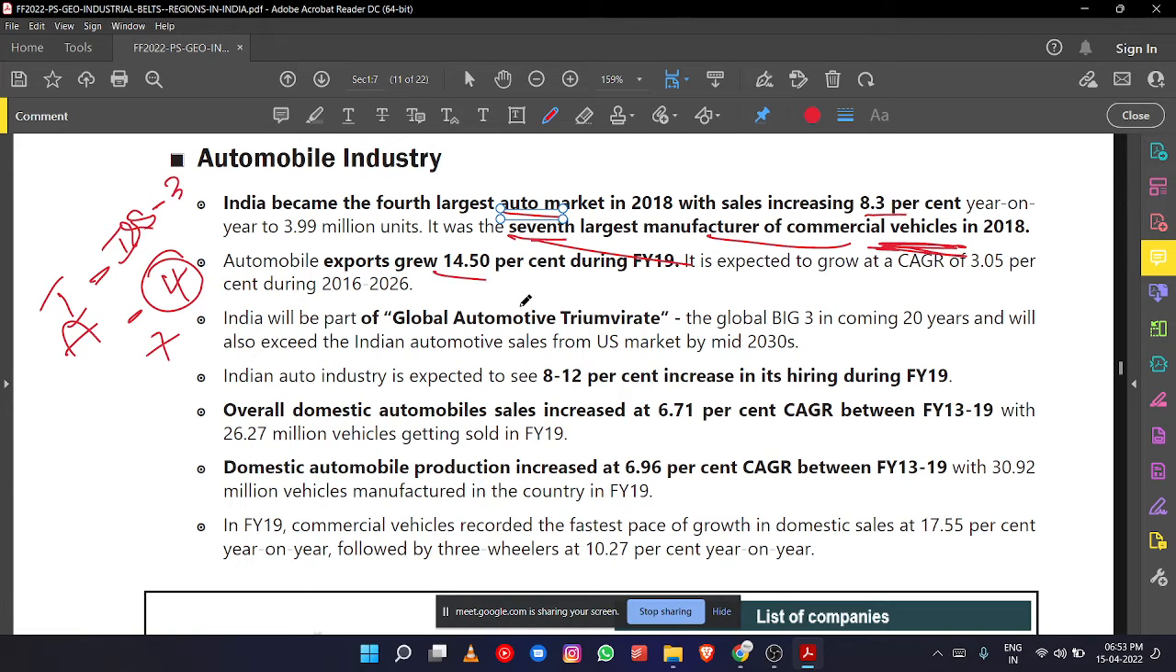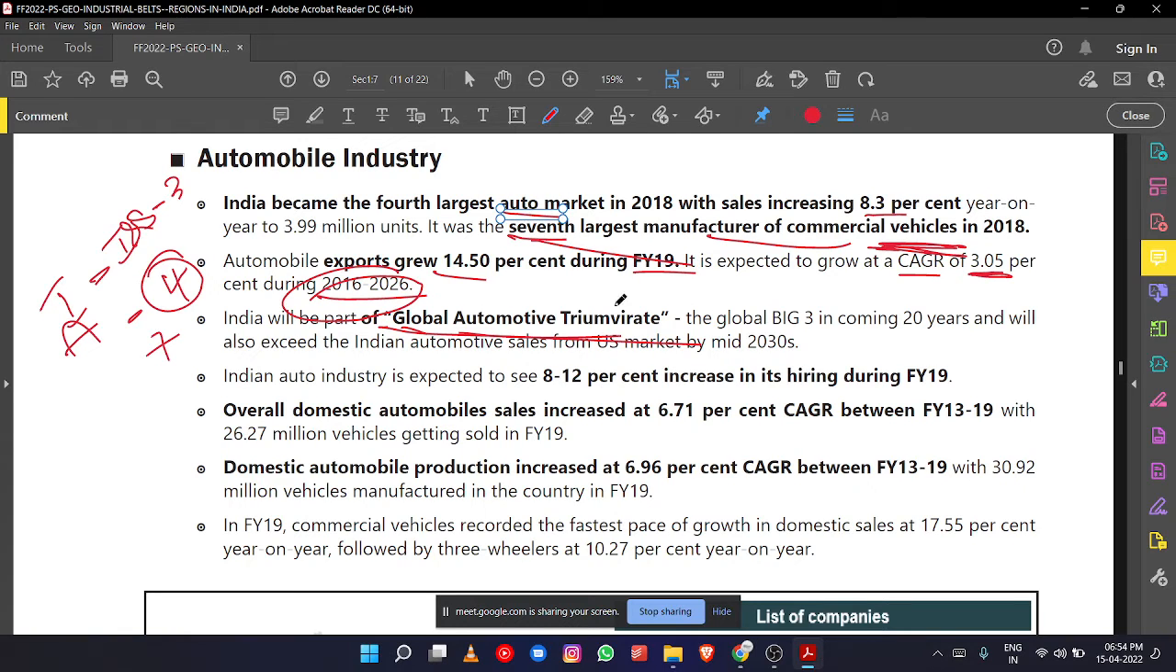Automobile exports grew by 14.5% during the financial year 2019. It is expected to grow by a CAGR, the compounded annual growth rate, of 3.5% during 2016-26. In this period, it can grow up to 3.5%. India will become the global automotive triumvirate.